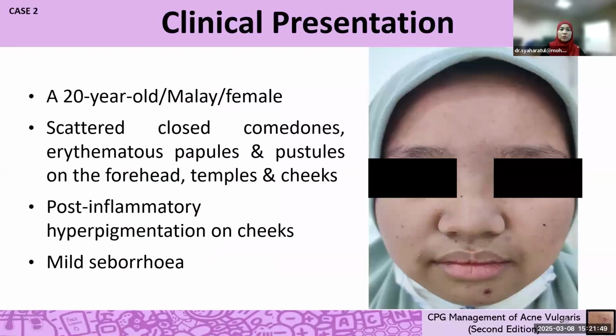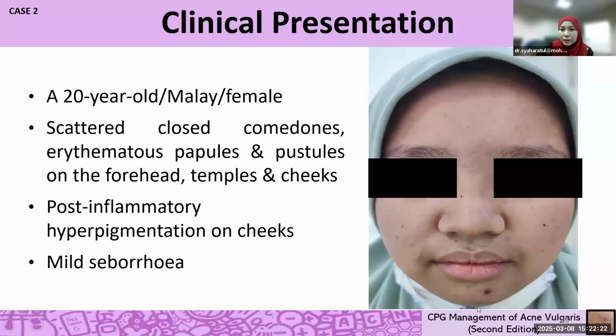Case 2 is a 20-year-old Malay female presented with scattered closed comedones, erythematous papules, and pustules on the forehead. You can see there. On the temples, you can't see because it's covered, and also on the cheeks. You can see she's got papules, comedones, and some pustules on the chin. Apart from that, she also has post-inflammatory hyperpigmentation on the cheeks and also on the chin.